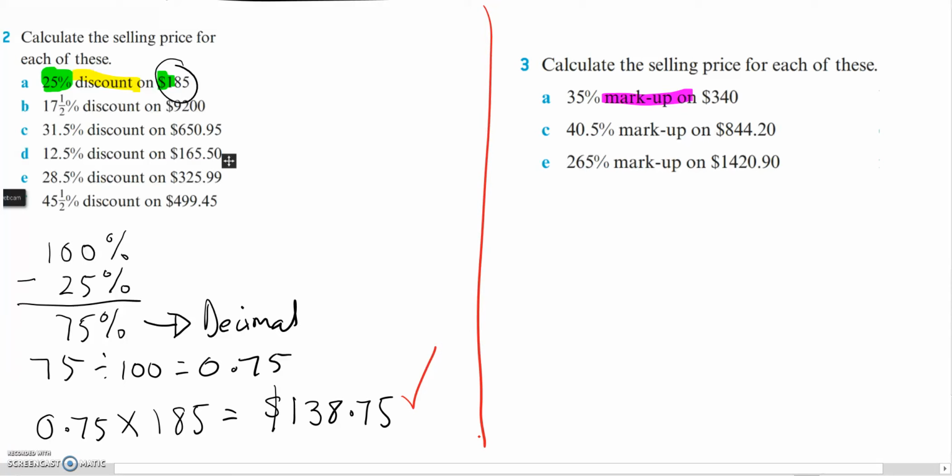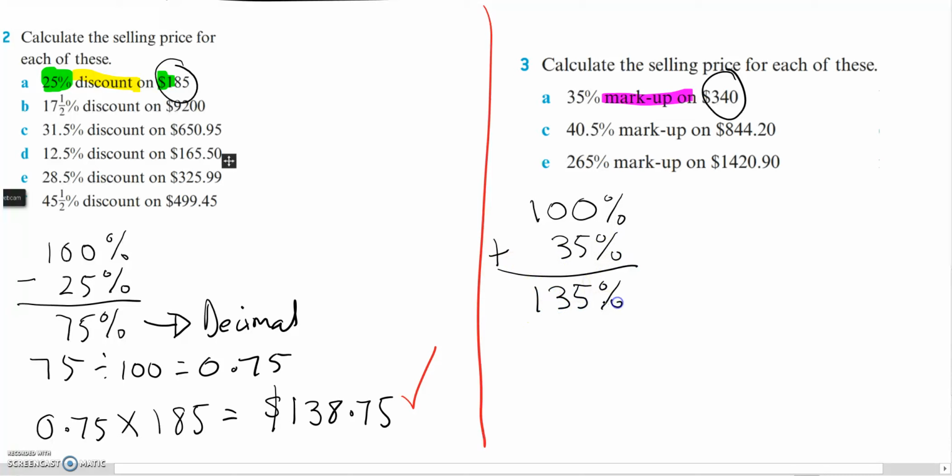Markup's a little bit different, but much similar. So this time, because we're actually marking up, it means we're going to sell an item for more than what the original price is, which was our 340. So similar to what we did over here with our minus 25. This time we're actually going to take our 100%, and it's a markup, so we're going to add 35% to have 135% as a total.